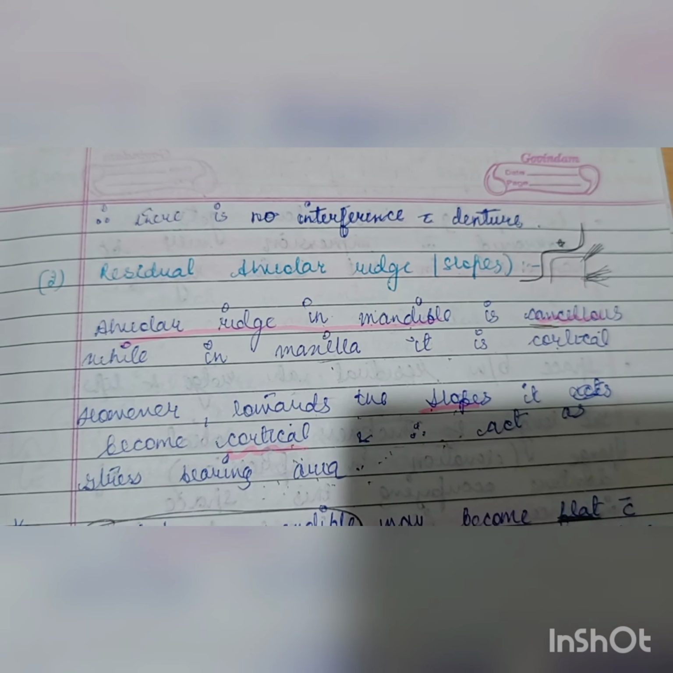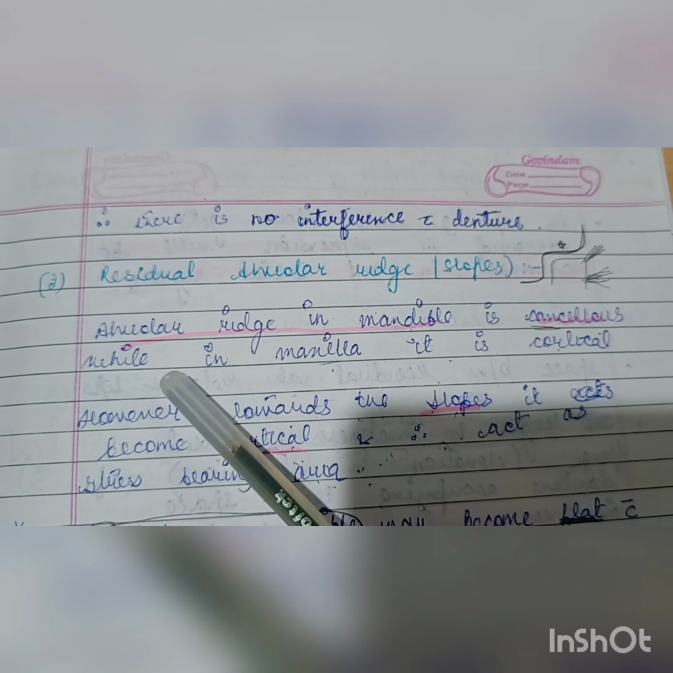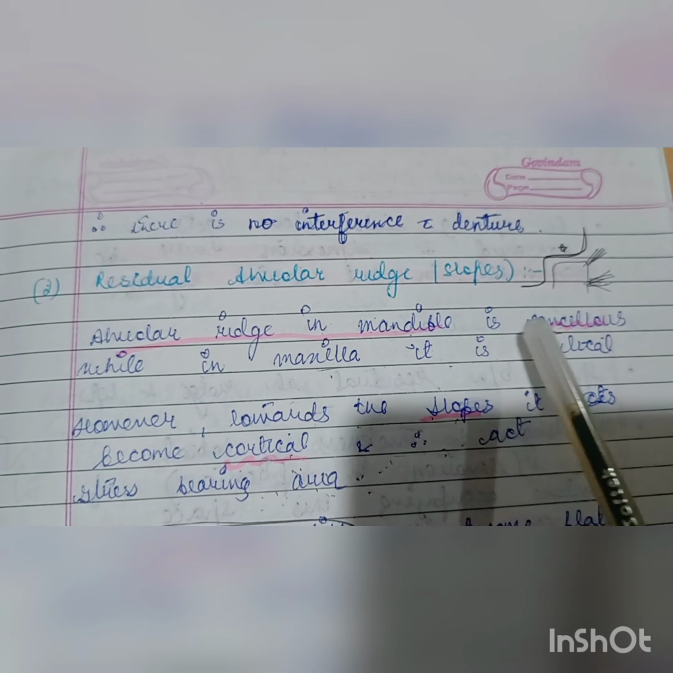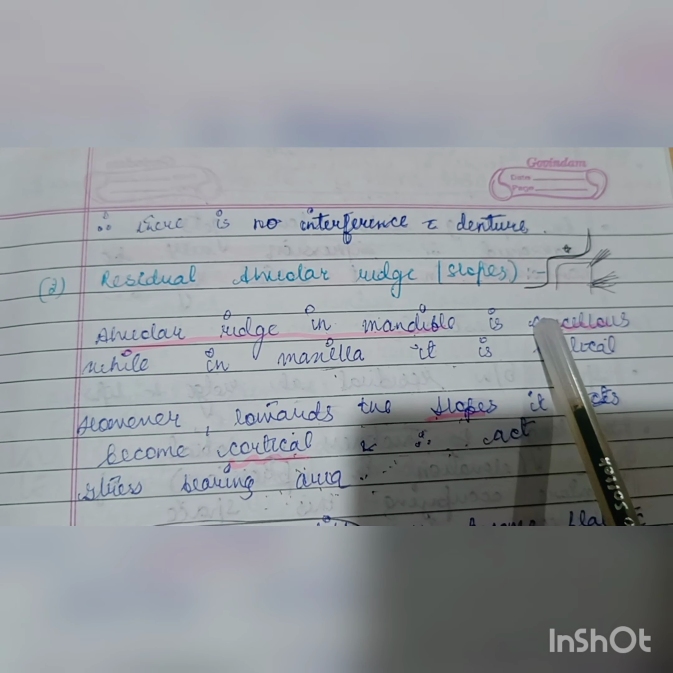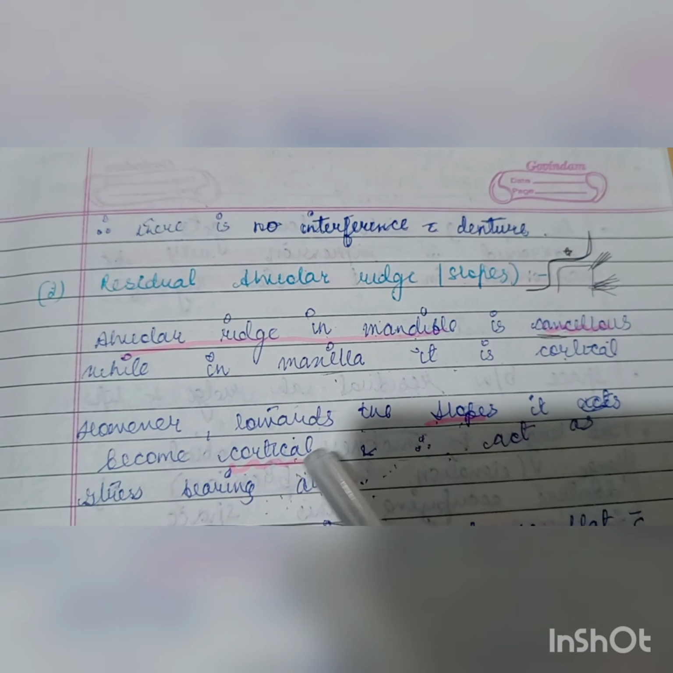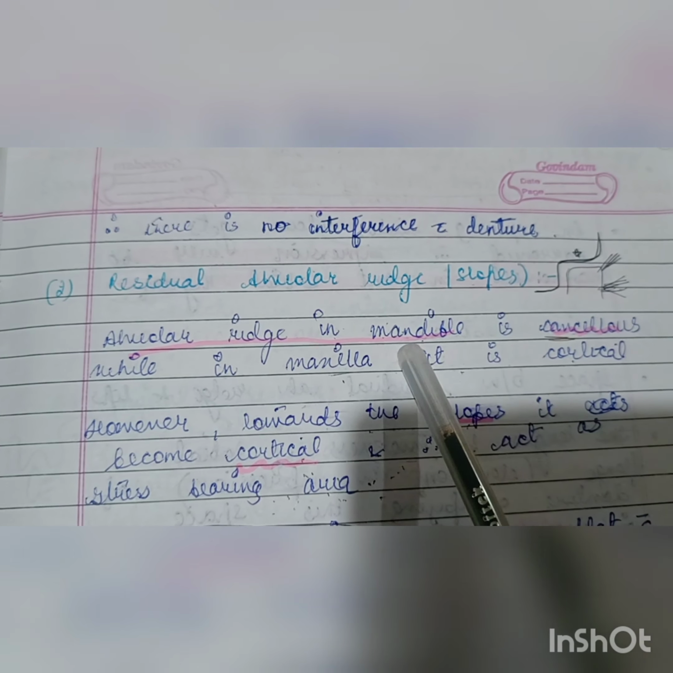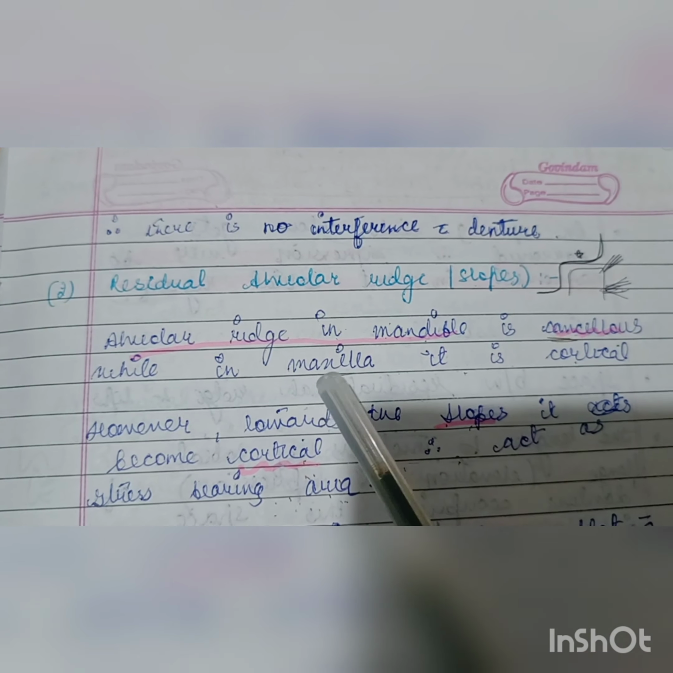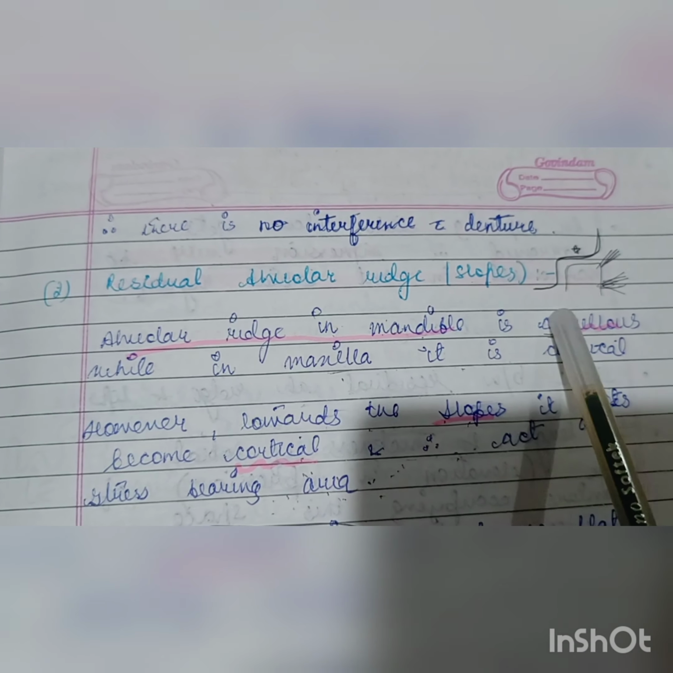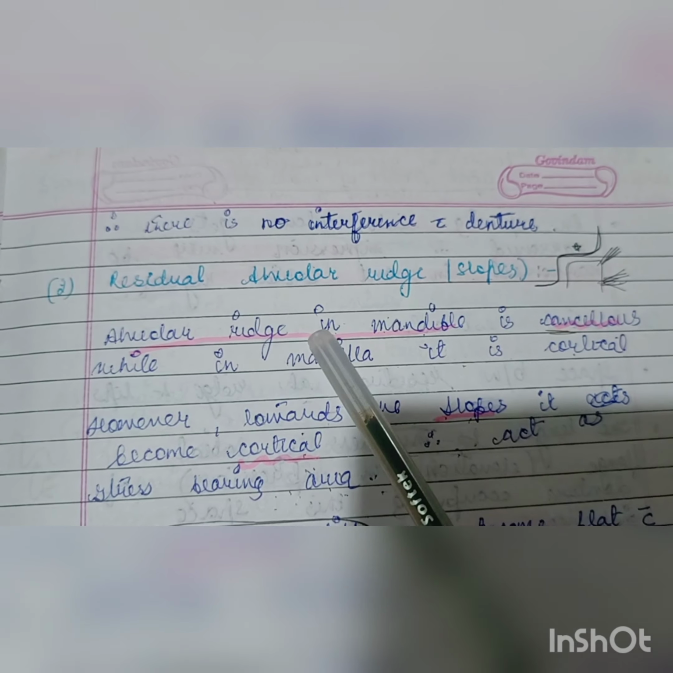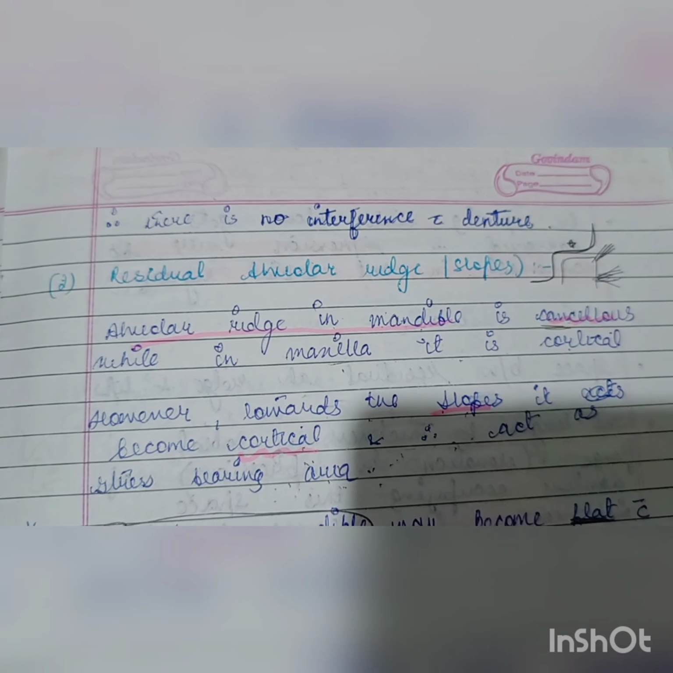So, talking about secondary stress bearing areas for mandible, it includes the slopes of the residual alveolar ridge. Alveolar ridge in mandible is cancellous, while in maxilla it is cortical. Therefore, in mandible it is not a stress bearing area, but towards the slopes it becomes cortical, therefore slopes act as a stress bearing area. While in maxilla, alveolar ridge is cortical, therefore it is a primary stress bearing area. That means the crest of the ridge is the primary stress bearing area, but in mandible, alveolar ridge is cancellous, therefore it is not a stress bearing area. While towards the slopes, it becomes cortical, therefore act as a stress bearing area.